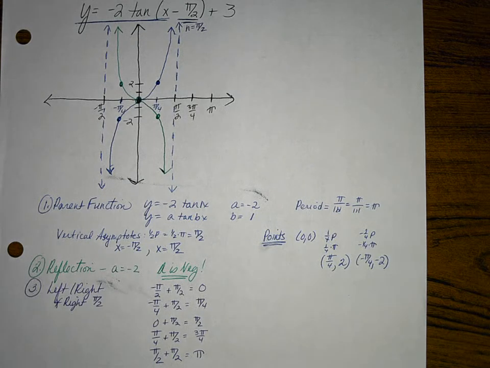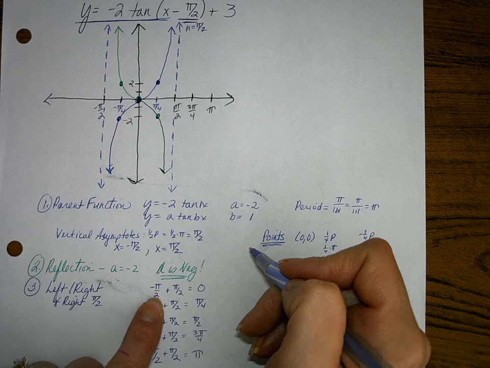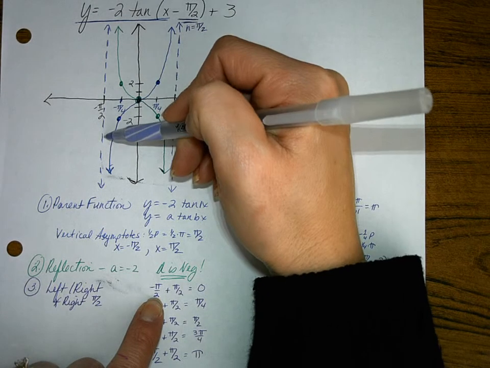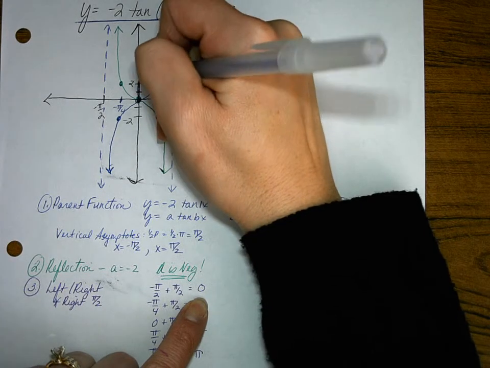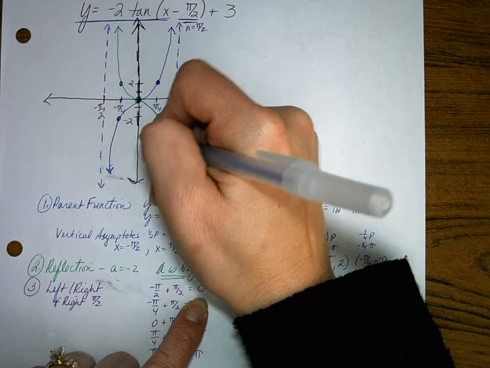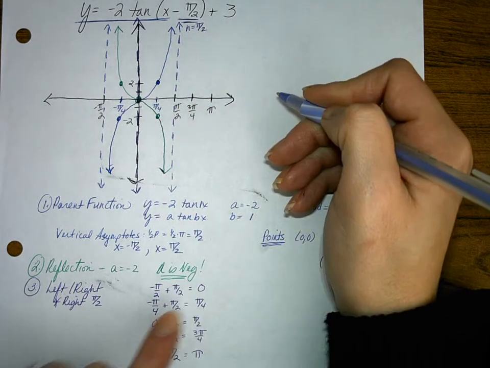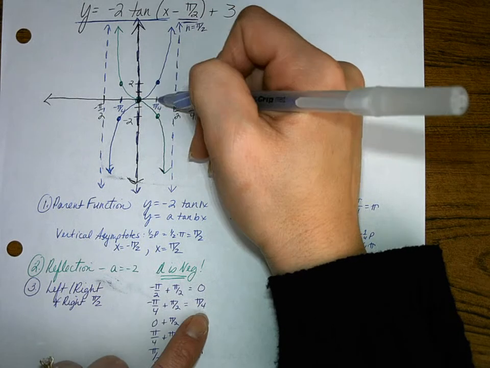All right. Now, everything is going to shift to the right, pi over 2. So what used to be at negative pi over 2, the vertical asymptote that was at negative pi over 2, is now going to be at 0. So I got a vertical asymptote now, right at 0. Okay, at negative pi over 4, I was up at 2. So now at positive pi over 4, I'm going to be up at 2.